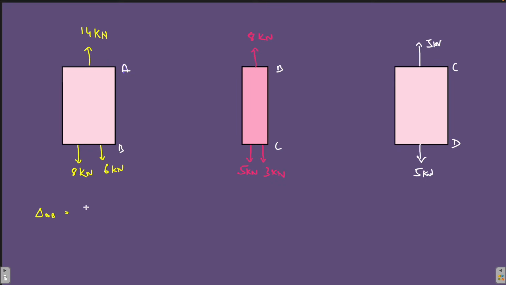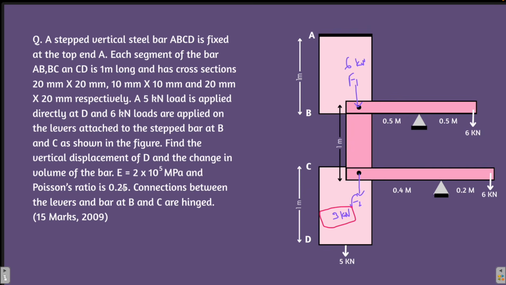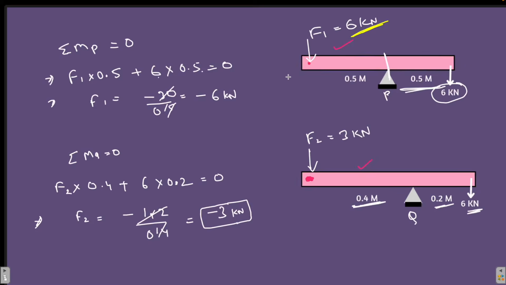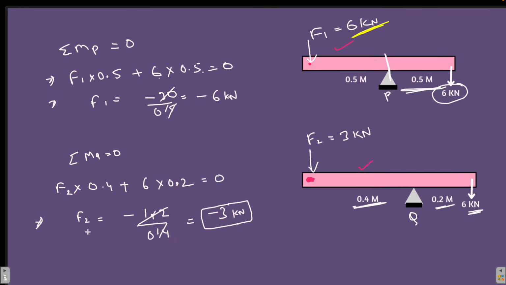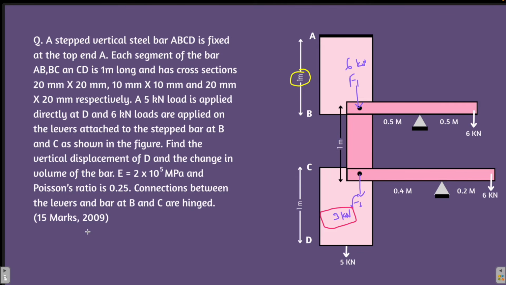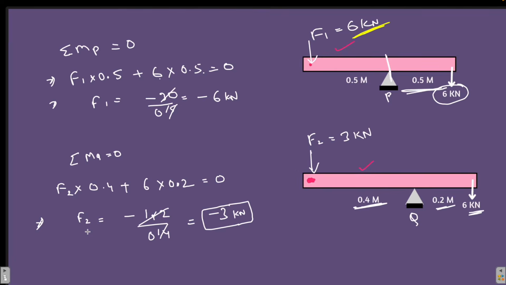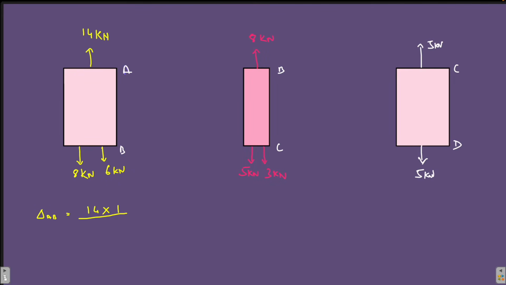So what is P? Force will be 14 kilonewton. What is the length of the bar? The length of the bar is given to you as 1 meter. Look here, it is given to you as 1 meter in the question. Length is given to you. What is area? Area is 20 millimeter into 20 millimeter. Okay, so cross sectional area is given to you in millimeters, so you have to convert it into meters. So 20 into 20, that is millimeter into millimeter, and if you convert it to meters, it will be 10 to the power minus 6.